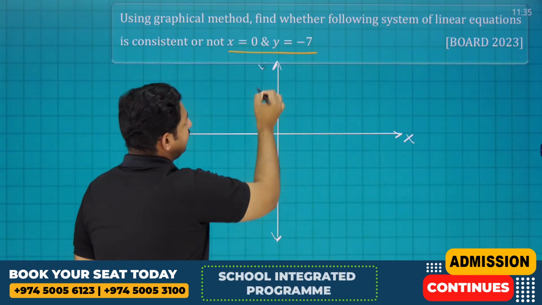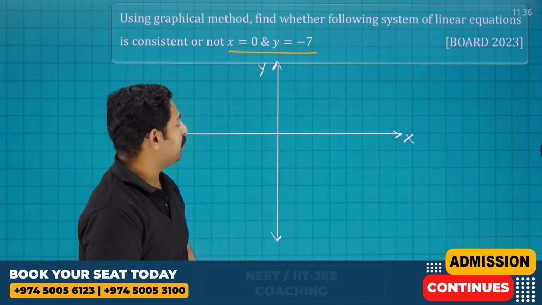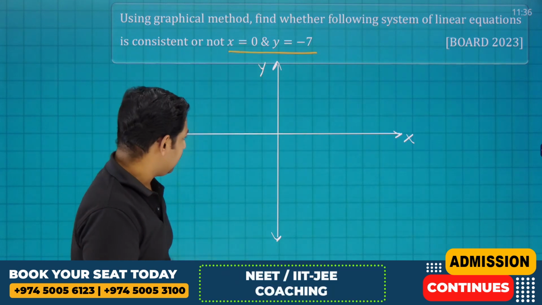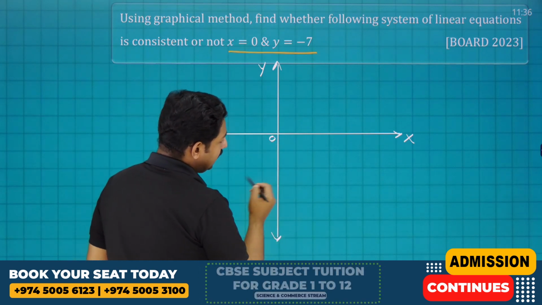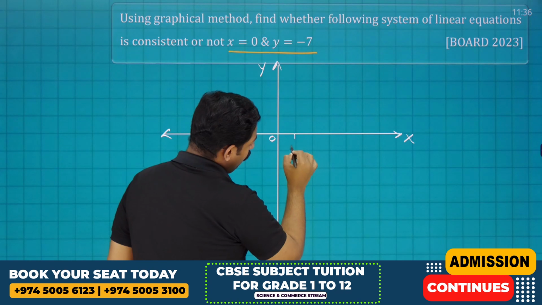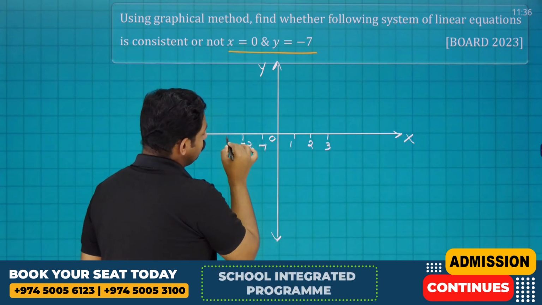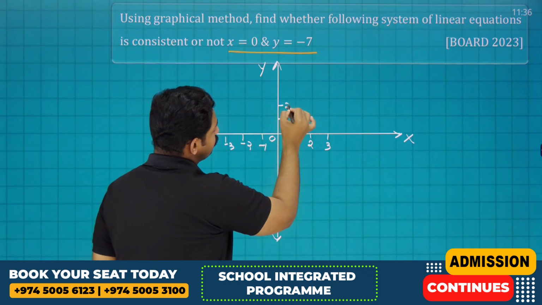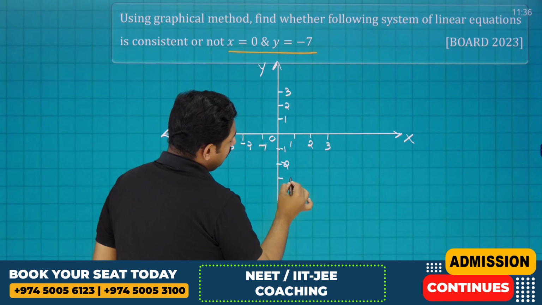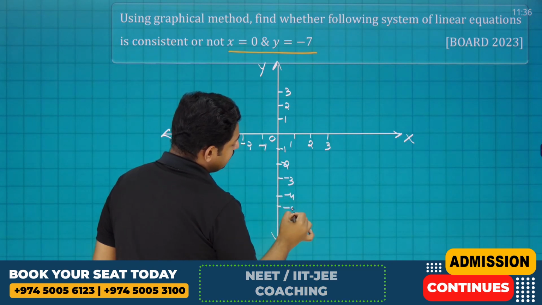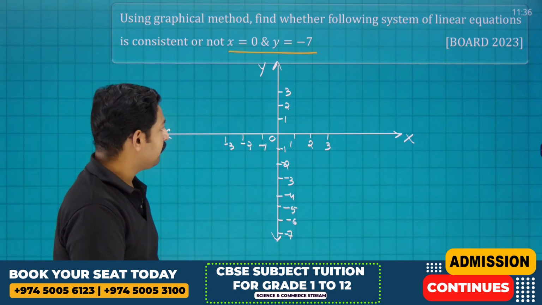Okay, this is the x-axis and this represents the y-axis. Now x equal to 0 and y equal to minus 7 are the graphs that we need to plot. First of all, we can mark the origin, and I am marking the points. This is 1, 2, 3, then minus 1, minus 2, minus 3. Here 1, 2, 3, and here it is minus 1, minus 2, minus 3, minus 4, minus 5, minus 6, minus 7. Okay, so this is the graph.